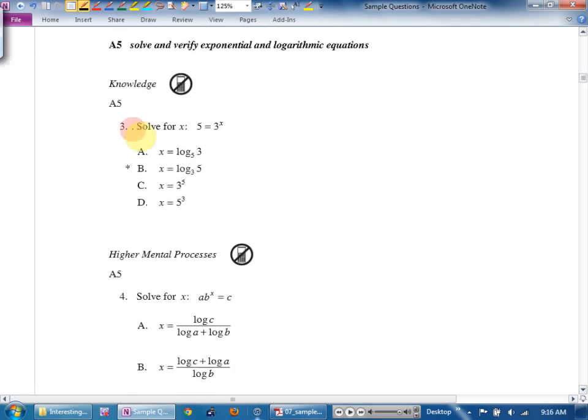No calculator, basic knowledge, solve for x. Here, rewrite it as a logarithm. That gets the x by itself, right? Whenever the x is an exponent.